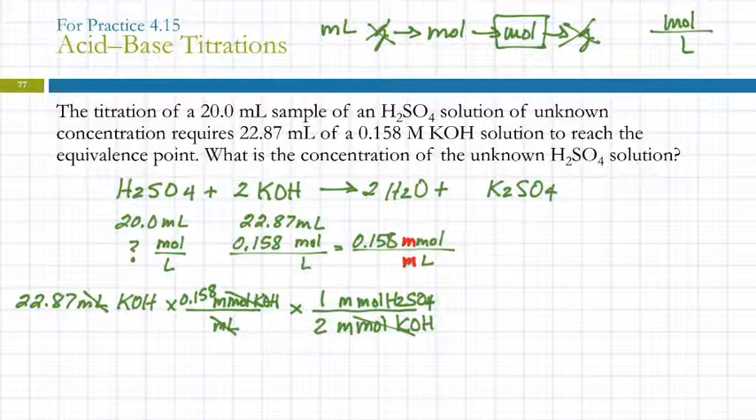So let's just see what I'm going to get if I stop here. Calculate. Got 22.87 times 0.158 divided by 2. So that's giving me 1.80673 is what my calculator tells me. And what would the unit there be? It's the only one I haven't canceled out. Millimoles of H2SO4.